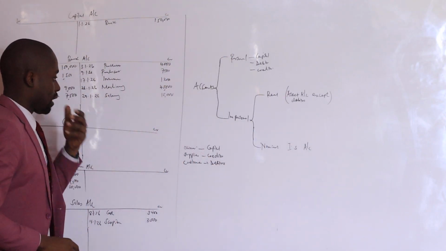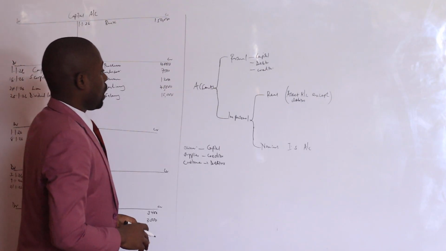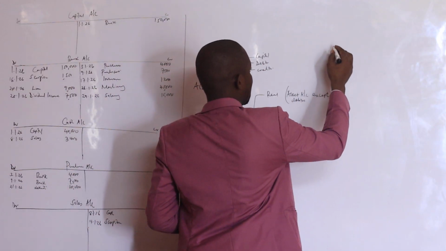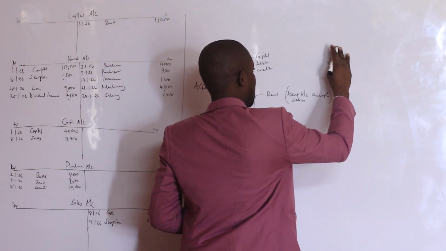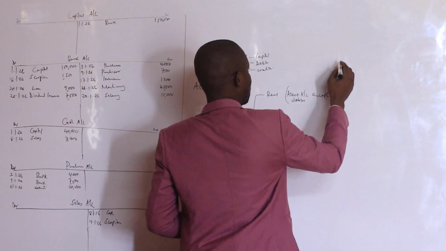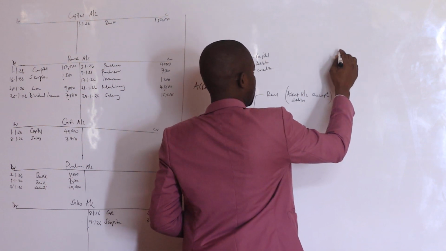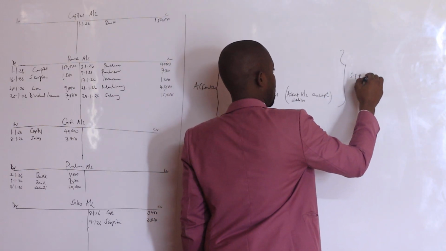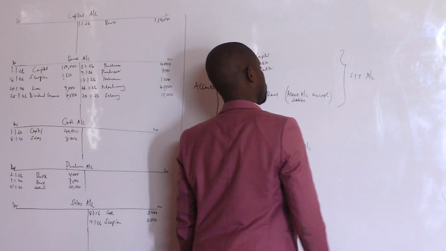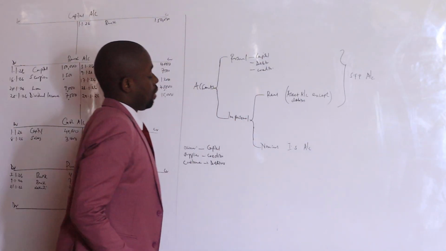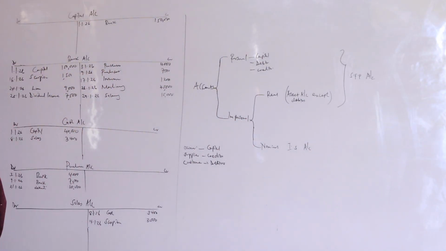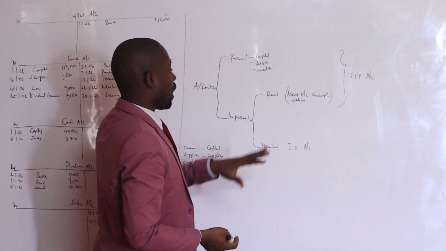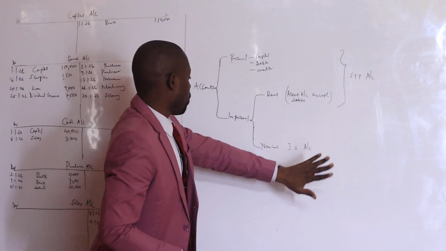This is the way we shall be balancing them. So real accounts and personal accounts are SFP accounts. These are accounts of the balance sheet. So the real and personal are SFP accounts. These ones are for income statements. So in the SFP we have what? Assets, capital, and liabilities. They appear there. So this is the way we balance them.